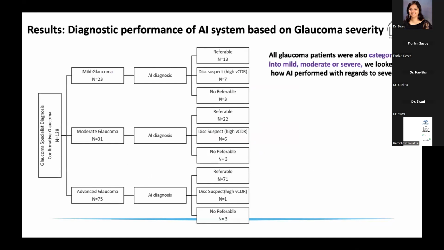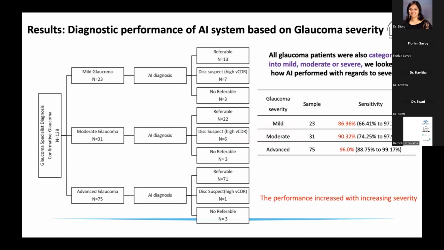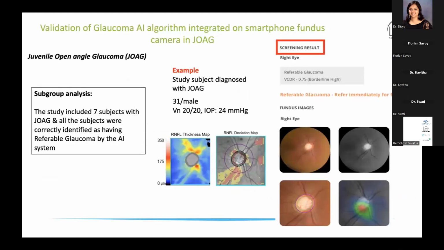When we looked at the severity category, among the mild, it was not bad at all, where it was able to pick up close to 87% of the eyes with the mild glaucoma, and was able to pick up 90% of those with moderate. And with advanced glaucoma, of course, it did very well. So 96% of the advanced glaucomas were picked up by the AI. So the performance clearly increased with increasing severity.